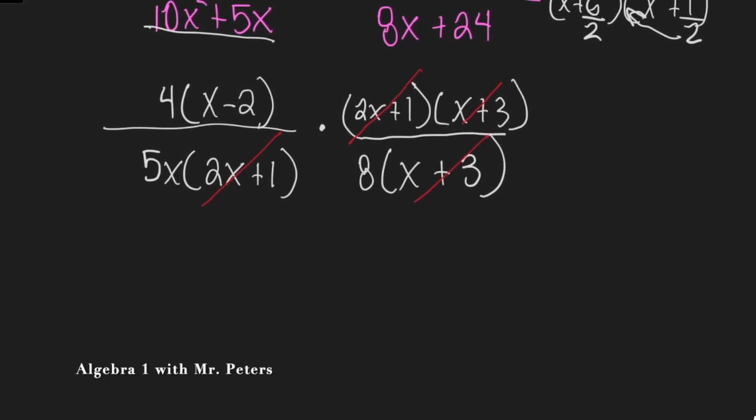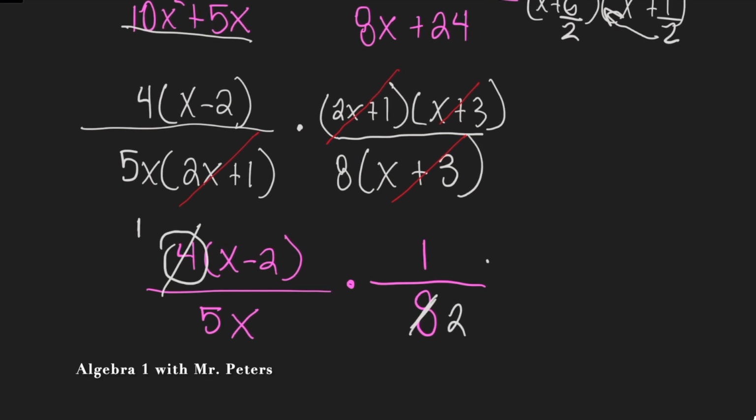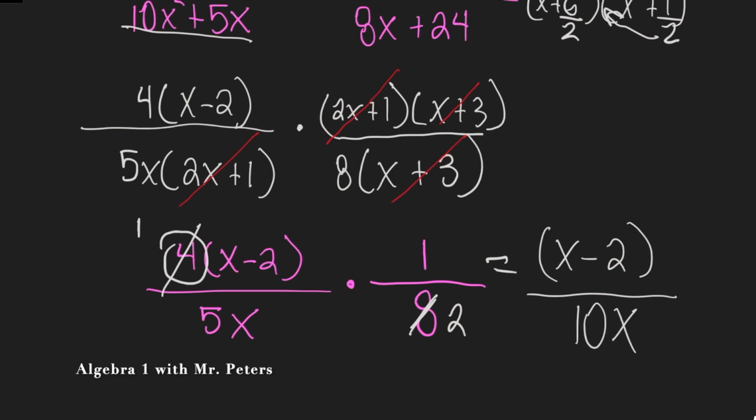Now all I'm left with, let's rewrite this problem in pink. We have 4 in parentheses x minus 2 all over 5x. And we're multiplying, and even though there's nothing at the top, guys, let's just replace it with 1 because it's still a fraction. Please don't get confused by that. So now we have 1 over 8. And because I'm trying to keep these numbers small, let's go back and simplify. Divide 4 by itself, that's 1. 8 by 4, that's 2. Now all I'm left with is x minus 2 all over 5x times 2, which is 10x.